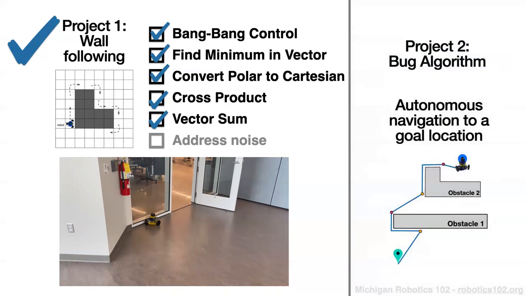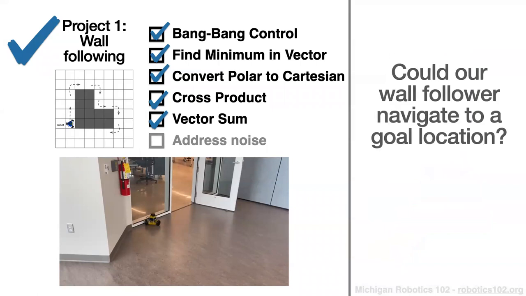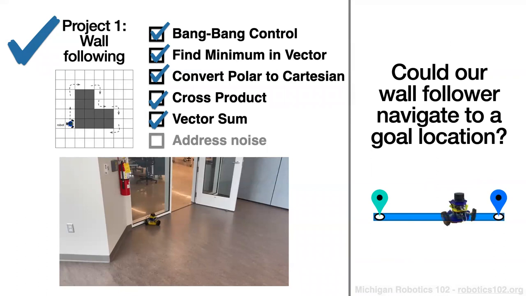But this starts to get to one. If we just assume that our wall follower is good, we can start to extend our wall follower out to what's called a bug algorithm, and so we'll talk about how we do that. But really, I think the question I would ask you is, if we took our wall follower right now, could it navigate to a goal location? We say, go to this goal location. Will the robot get there?